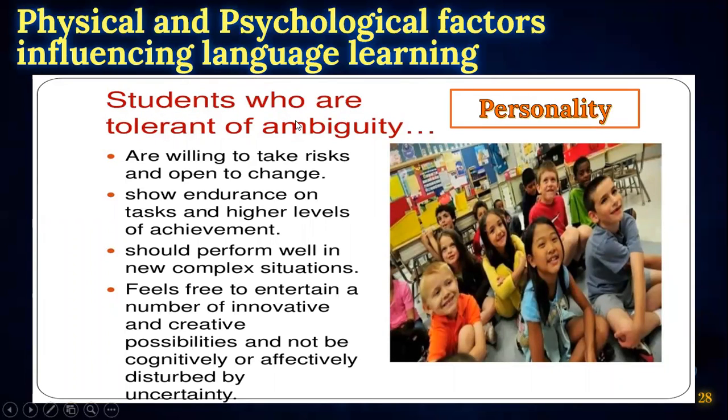Talking about the tolerance of ambiguity, these are the characteristics for those persons: are willing to take risks and open to change, show endurance on tasks and higher levels of achievement, should perform well in new complex situations, feel free to entertain a number of innovative and creative possibilities, and not to be cognitively or affectively disturbed by uncertainty.